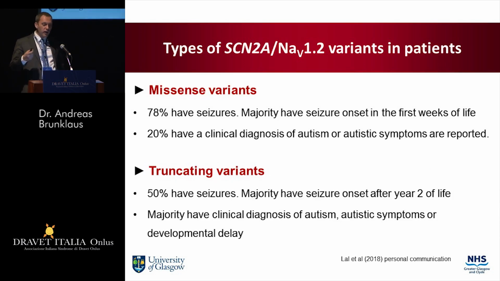Now, looking at the types of SCN2A variants in patients, the missense variants are mainly found to present with seizures in 78%, and these have seizure onset in the first weeks of life. Only 20% have a clinical diagnosis of autism; autism symptoms are being reported. Looking at the truncating variants, about 50% of those will also have seizures. However, these are seizures after year 2 of life, and the majority have a clinical diagnosis of autism or autistic symptoms.